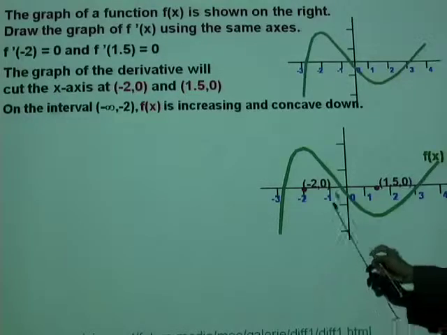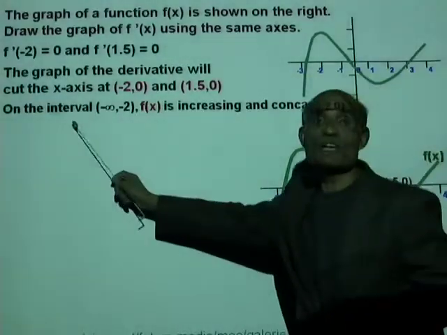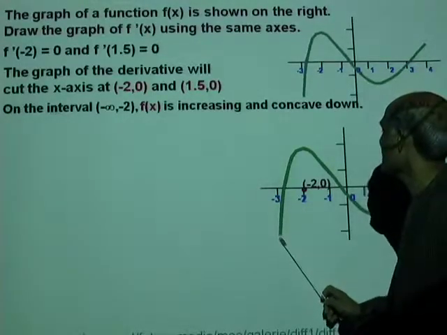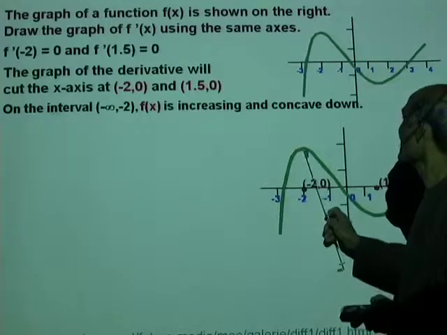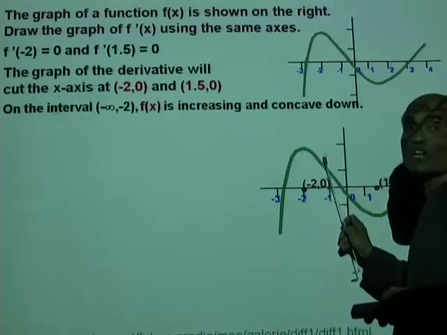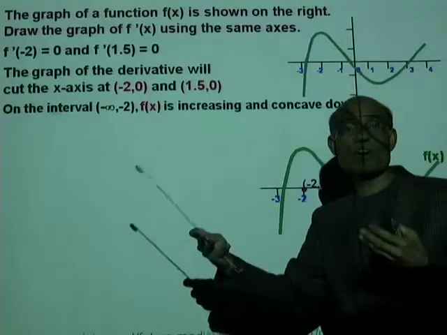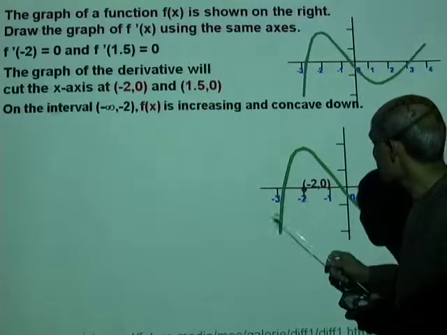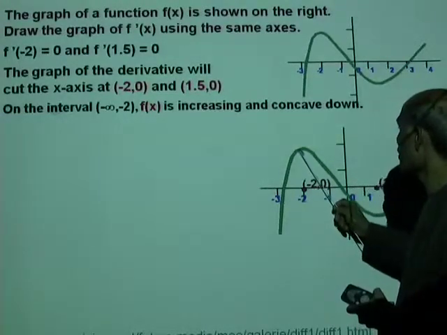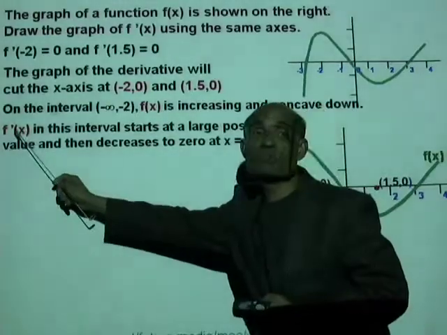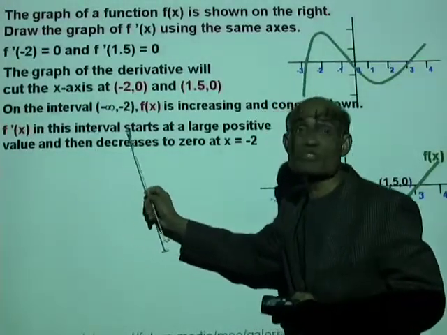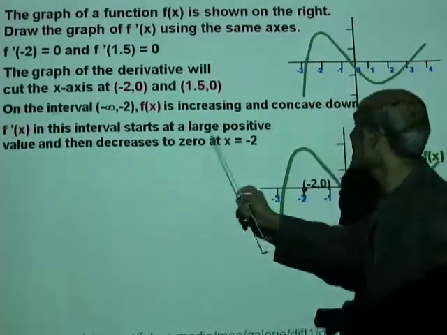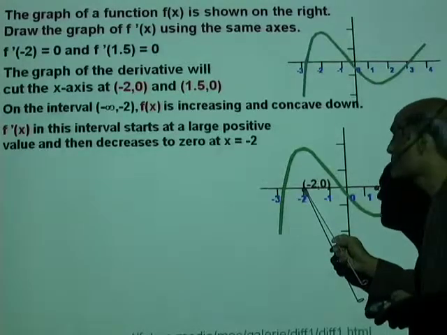Okay, let's now talk about the remaining behavior. On the interval -∞ to -2, can you tell me how the graph is behaving? The function is increasing and concave down. Increasing and concave down. How will the derivative behave? On -∞ to -2, the function is increasing and concave down. Therefore, its derivative f prime x in that interval will have a large positive value and then decreases to 0 at x equal to -2.